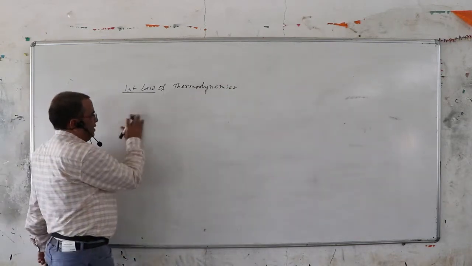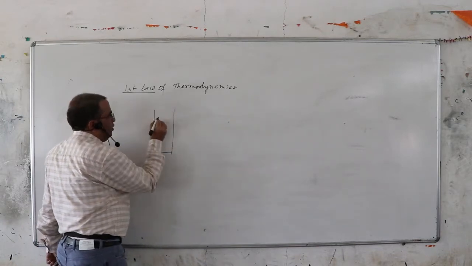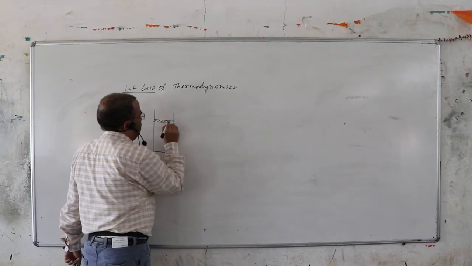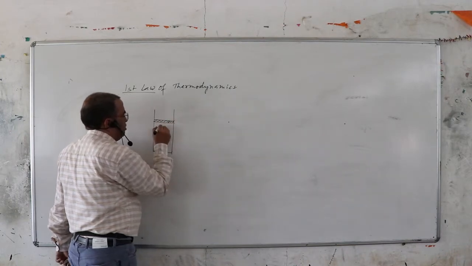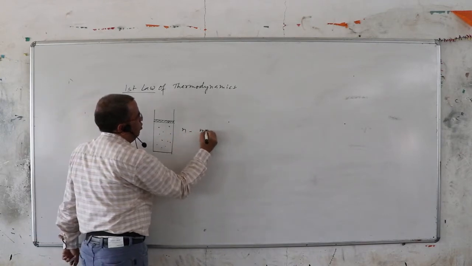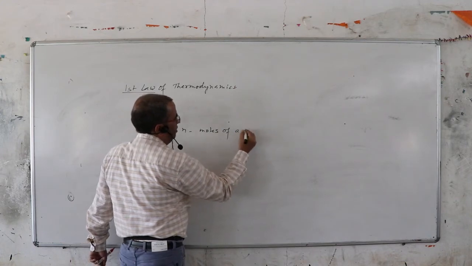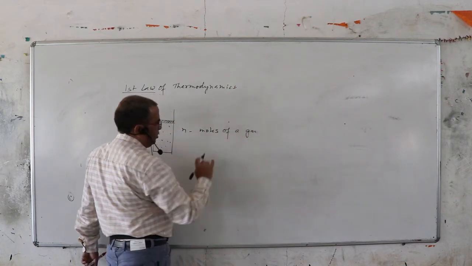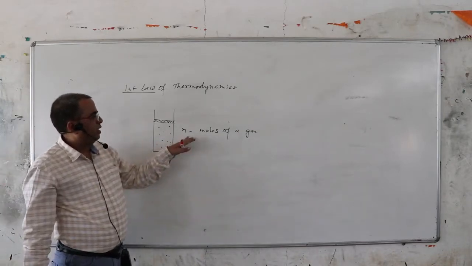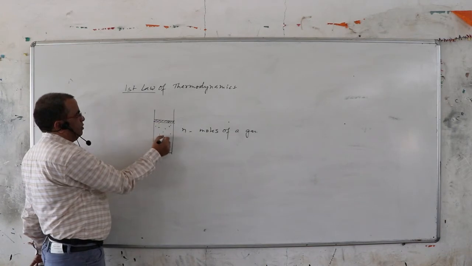This law says that if we have a system, see the statement, a thermodynamic system, that means suppose we have taken a certain amount of gas in a container, say n moles of a gas. It may be monatomic, diatomic, polyatomic, whatever. So there are n moles of a gas taken in a container.